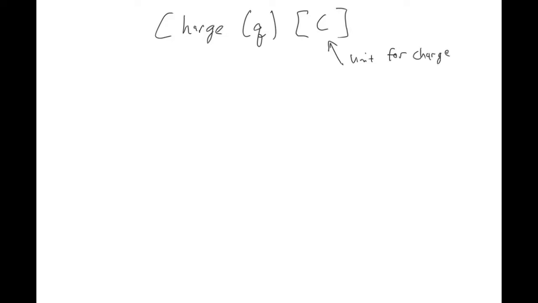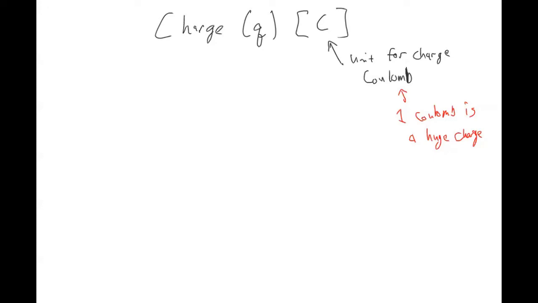So with charge, we've seen that it has this variable Q, and then the unit for charge is a Coulomb, named after the person that discovered a law that we'll talk about in a moment. And the strange thing about this unit Coulomb is that a Coulomb is a very large amount of charge. So one Coulomb is a huge charge.